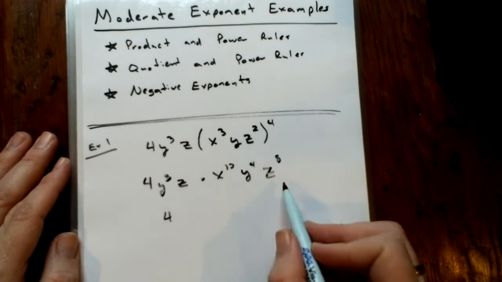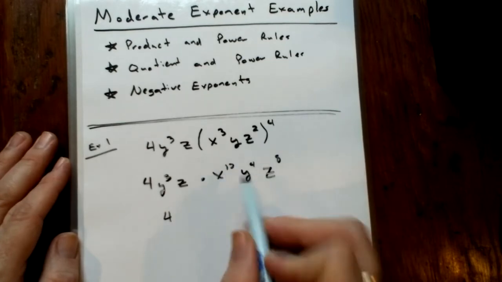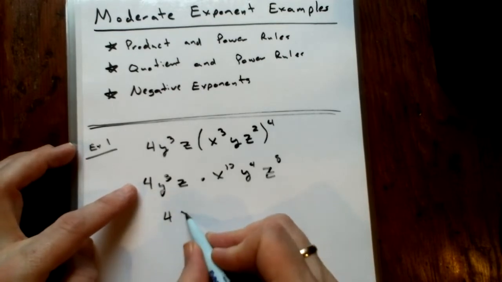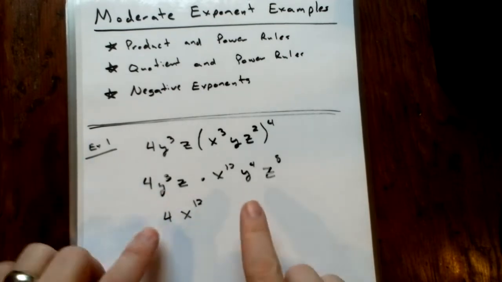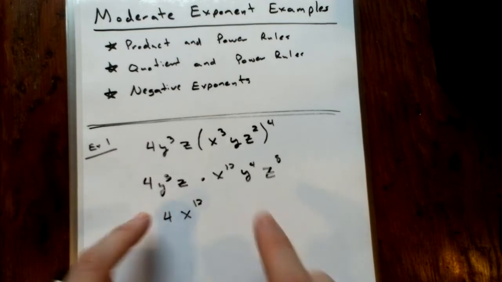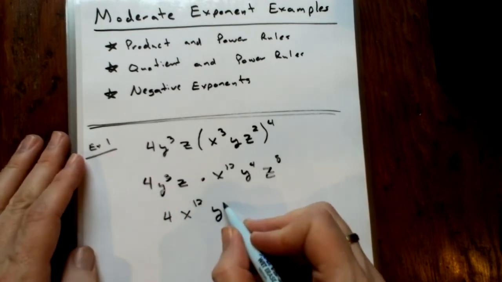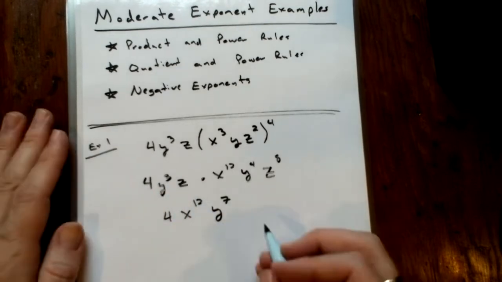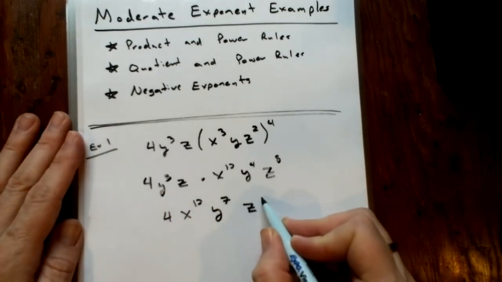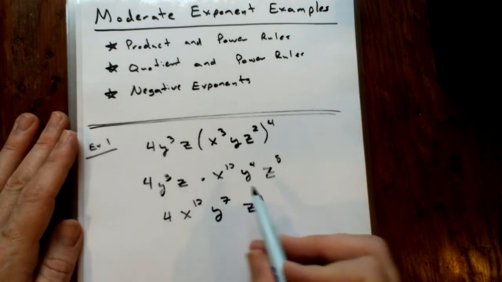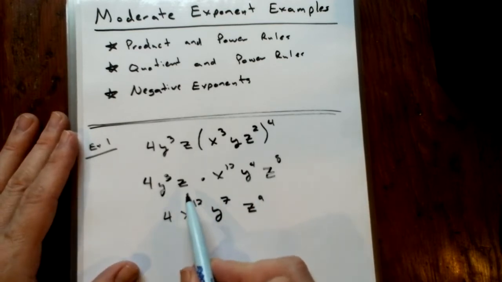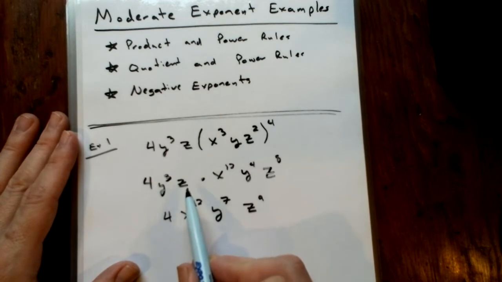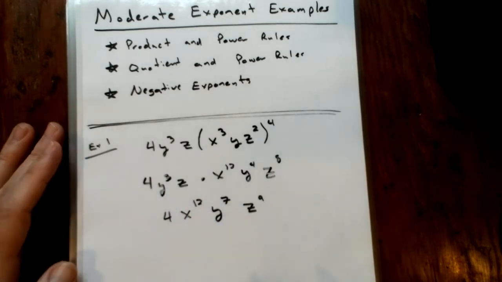I like to put things in alphabetical order. So I don't have any x's in this first one, but I do have one here. So that'll be x to the 12th. Y cubed times y to the fourth would be y to the 7th. And then z times z to the 8th will be z to the 9th. Again, remember, if you don't have an explicit exponent on something, we assume it's a 1.